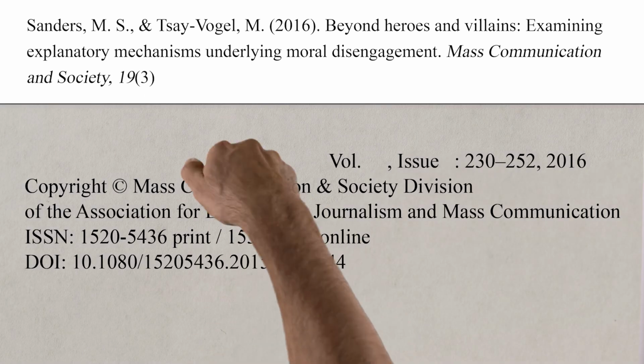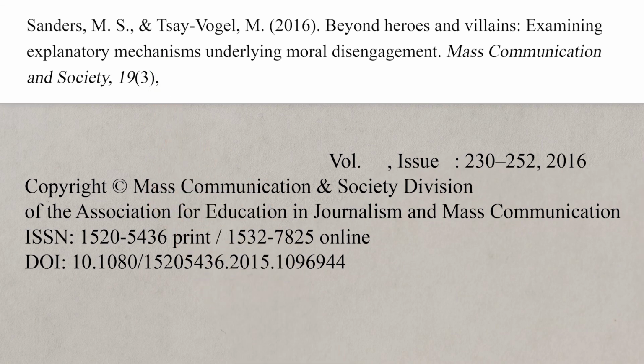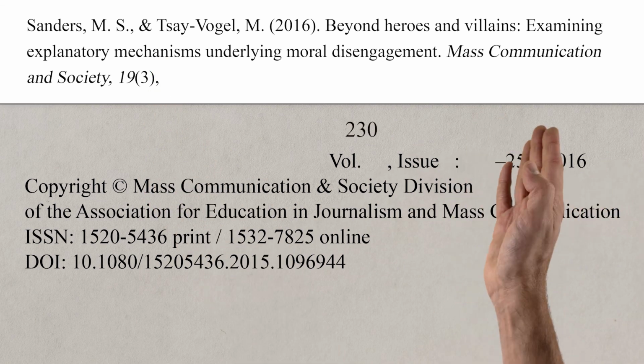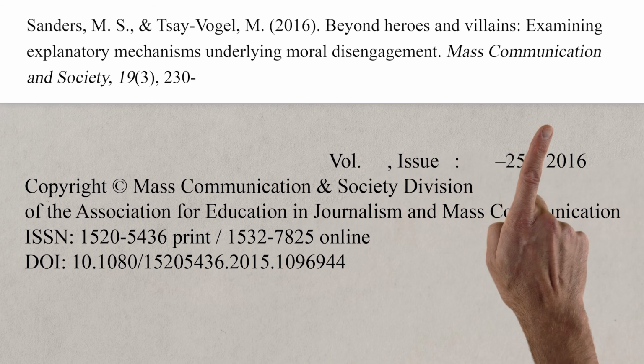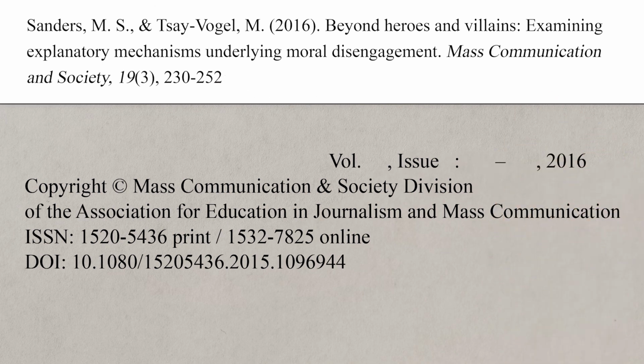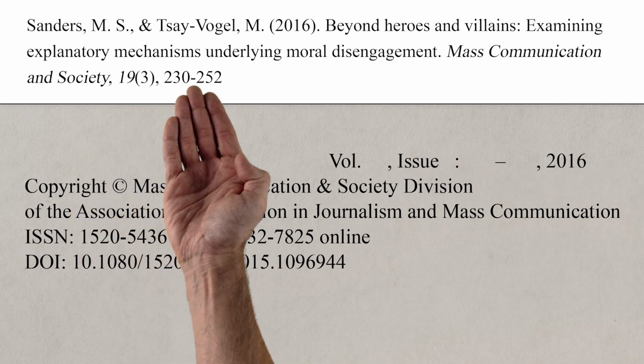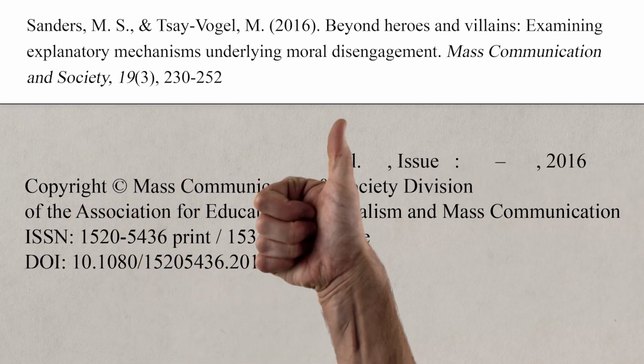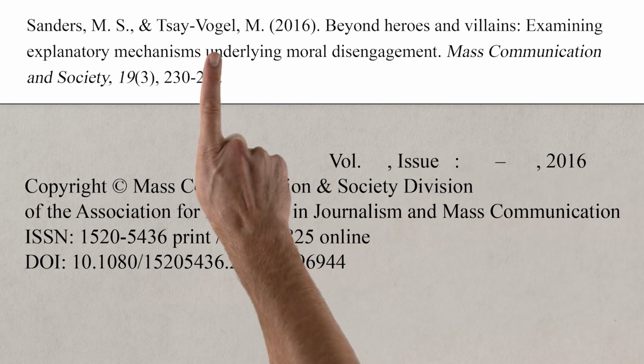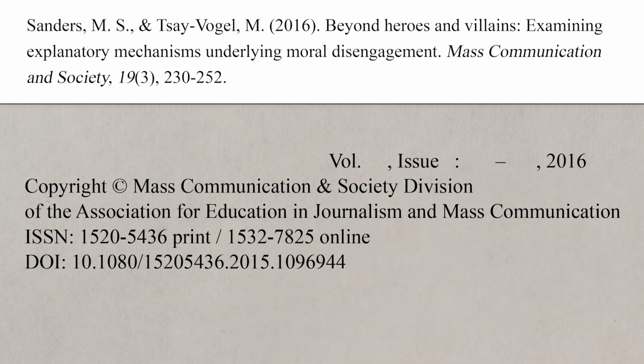After the issue number comes a comma, a space, and the page range. Start page, 230, hyphen, end page, 252. No PP or the word pages. Everything after the journal title should be a string of numbers and punctuation. Clean and simple. Then a period at the end to show the section's finished.